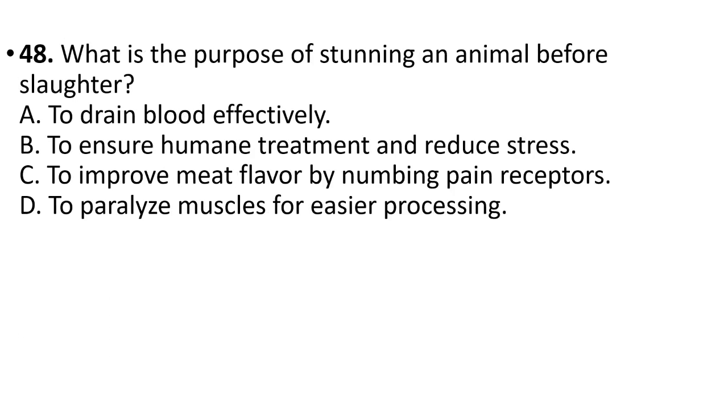48. What is the purpose of stunning an animal before slaughter? To drain blood effectively, to ensure humane treatment and reduce stress, to improve meat flavor by numbing pain receptors, to paralyze muscles for easier processing. Here you have to omit A, you have to omit C, you have to omit D. Here answer is option B, to ensure humane treatment and reduce stress.